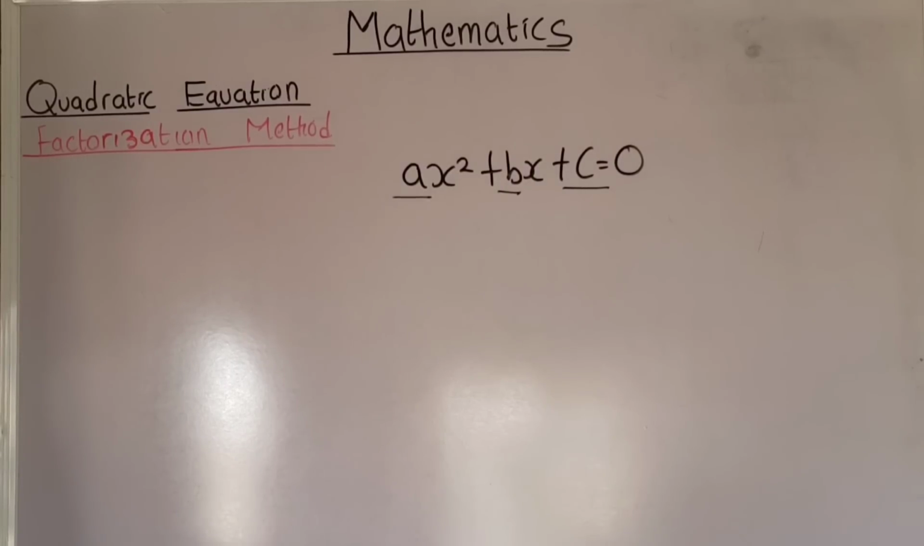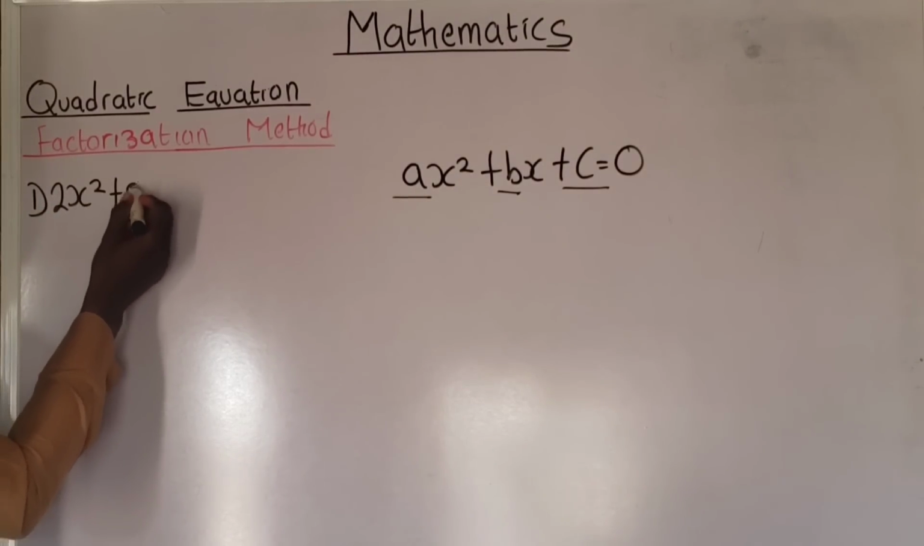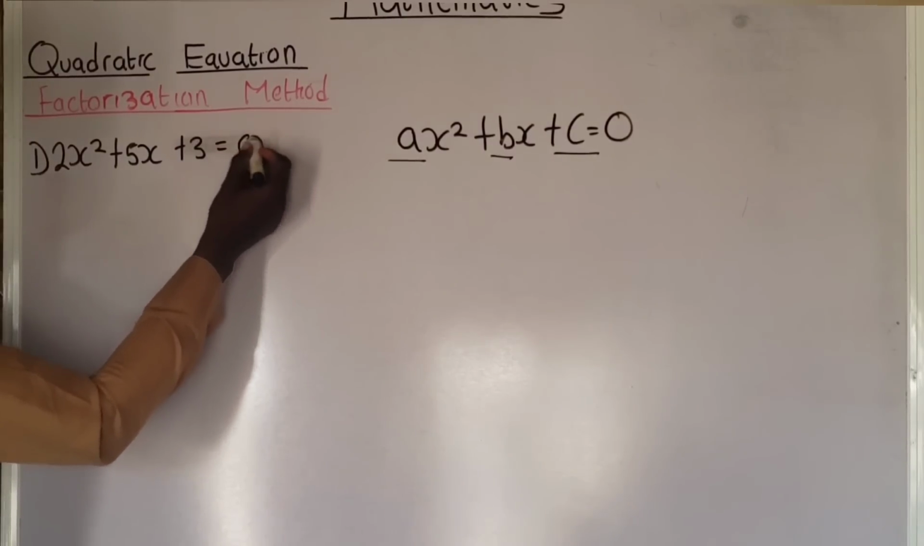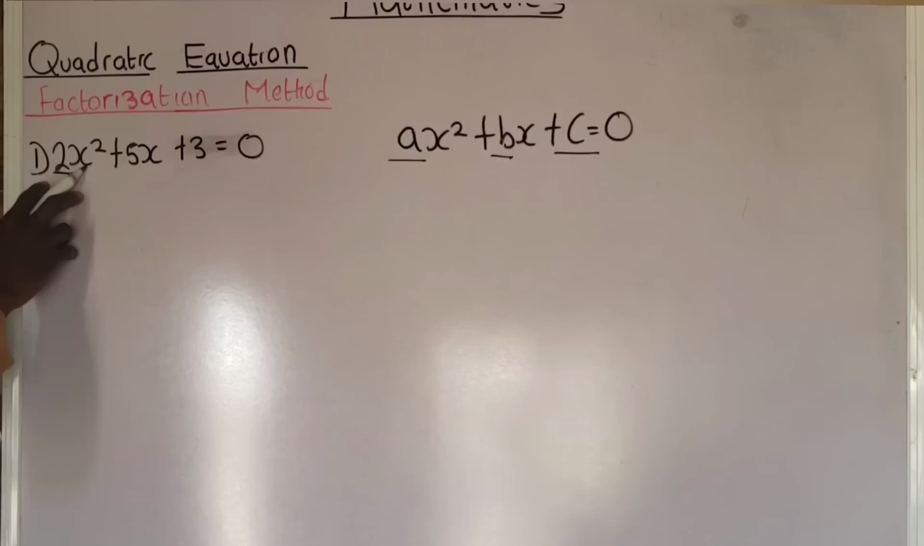Okay, let's start with the first question. We are asked to solve for the value of x in this quadratic equation: 2x squared plus 5x plus 3 equals 0. In this quadratic equation, a is not unity because the value of a is 2. You understand? A is the coefficient of x squared and b is the coefficient of x. C is the constant term. If a were unity, the coefficient of x squared would be 1.